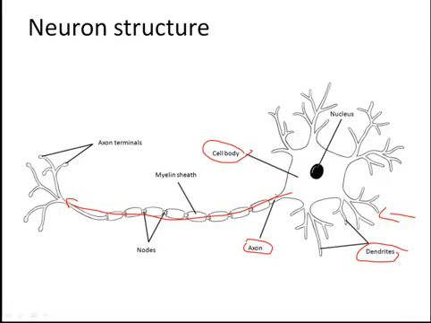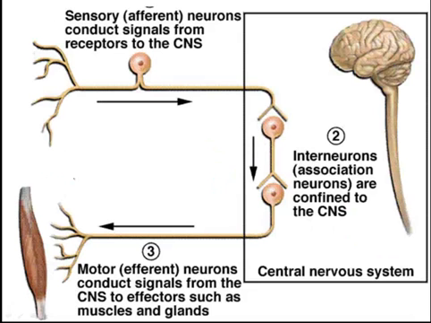So the direction always is dendrite to cell body to axon. And this entire thing is the axon. We have different kinds of neurons in our body. So sensory neurons are going to take information in from the environment and send it into our brain and spinal cord. Interneurons actually make up most of our central nervous system, and they connect our sensory and motor neurons.